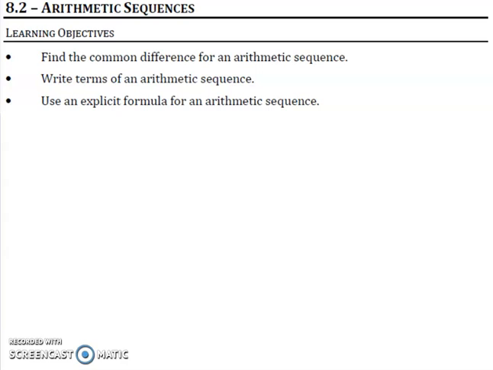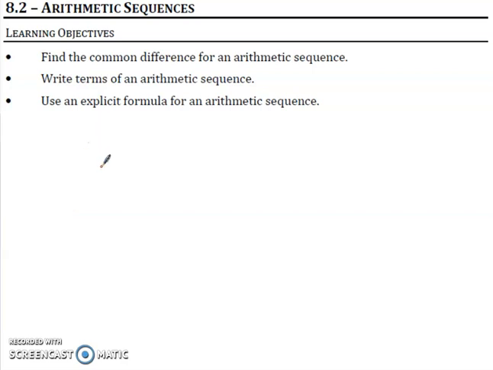Hello, in this video we're going to be going into more detail on 8.2, which is arithmetic sequences. I did introduce this topic briefly in our introduction to sequences in 8.1, but arithmetic sequences are essentially a list of numbers that follow a pattern that all has a common difference.